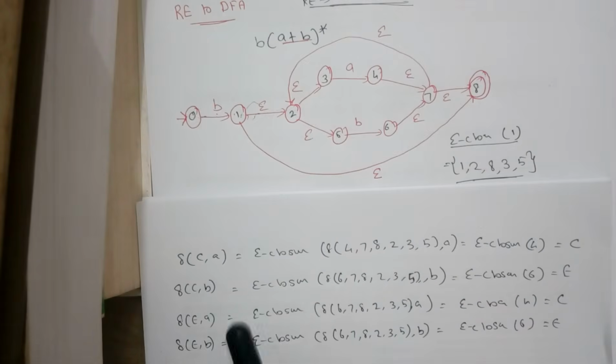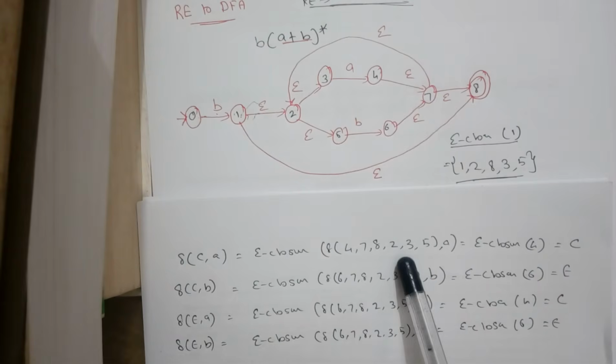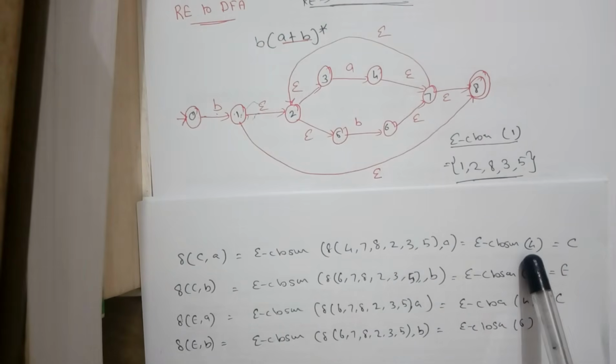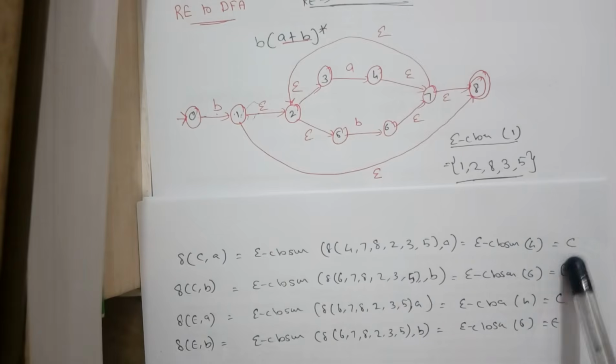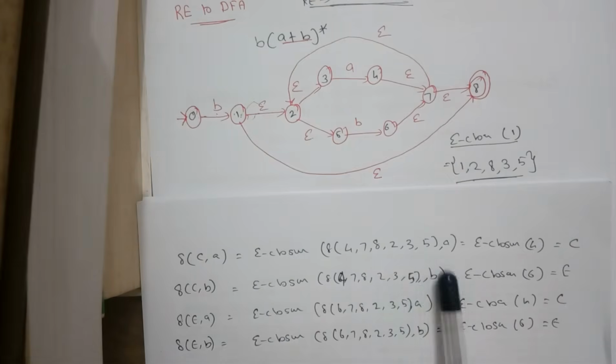Now this is the transition from state C on the input as A and B. So this is the set of states that we have included for C, and here we have state 3. 3 on input A goes to 4, that is epsilon closure of 4. We already found this epsilon closure of 4 and we have given it the name C. And similarly we have to find this same set of states, this is 4, on the input as B. Again we have 5 over here, 5 on input B goes to 6.